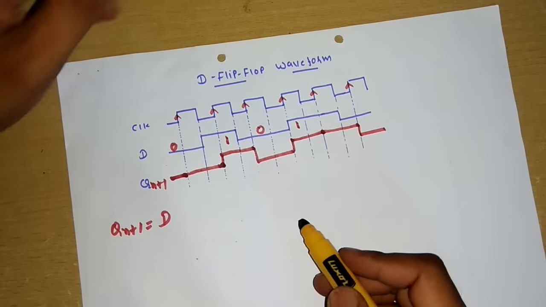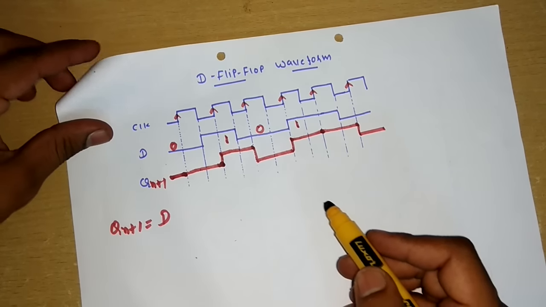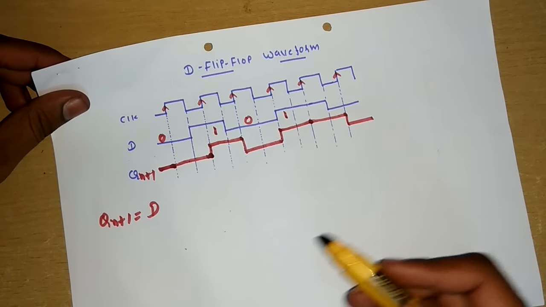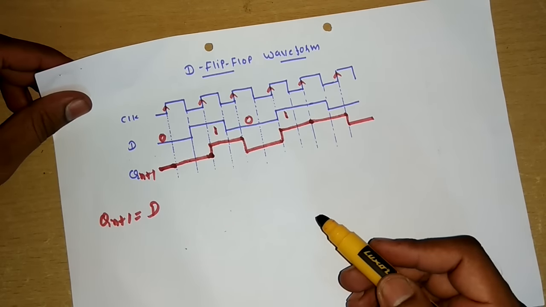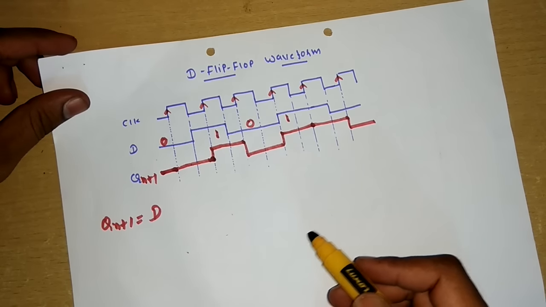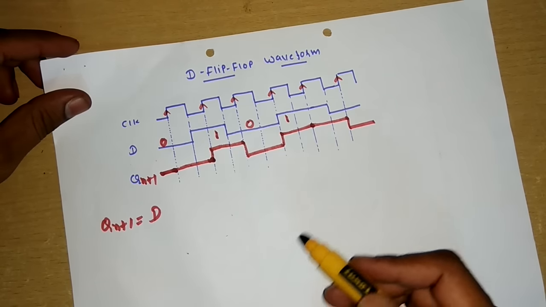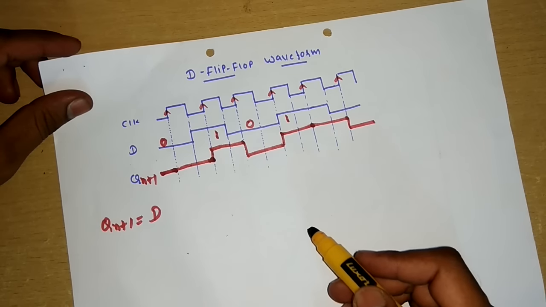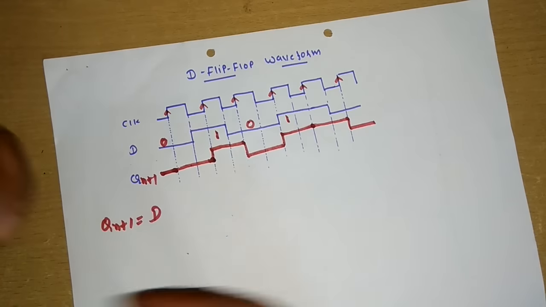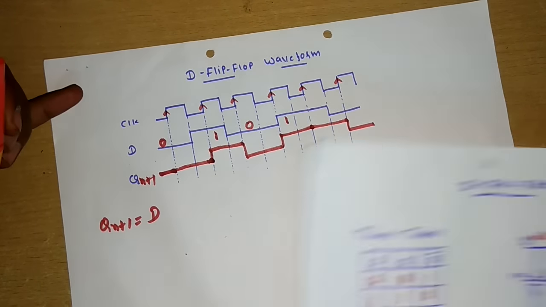So in this way our flip-flops are working. The D flip-flop is one of the most important flip-flops. It is the easiest flip-flop. It is used as data flip-flop, delay flip-flop, right, to store 1 bit of data. Fine. So if you want to store more bits, you have to use more flip-flops. So this is the D flip-flop, its working with truth table, characteristic equation and waveform.